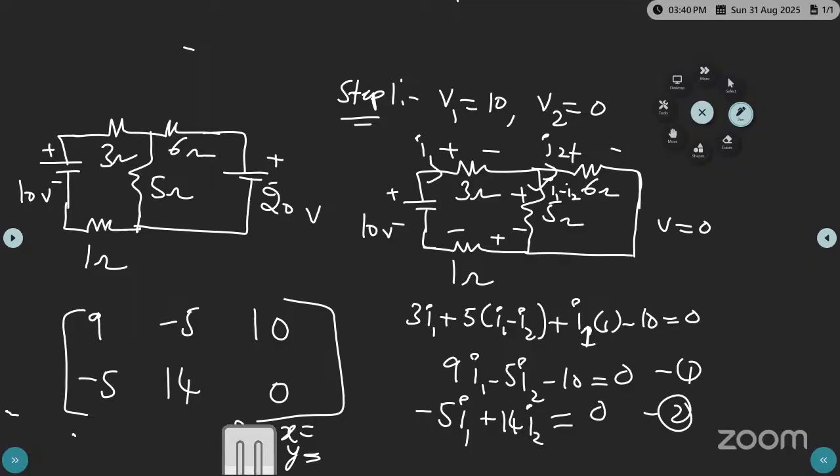Okay. Then after getting I1 and I2, what do we have to do? Current through the 5 ohm resistor is I1 minus I2. How much is I1 minus I2?